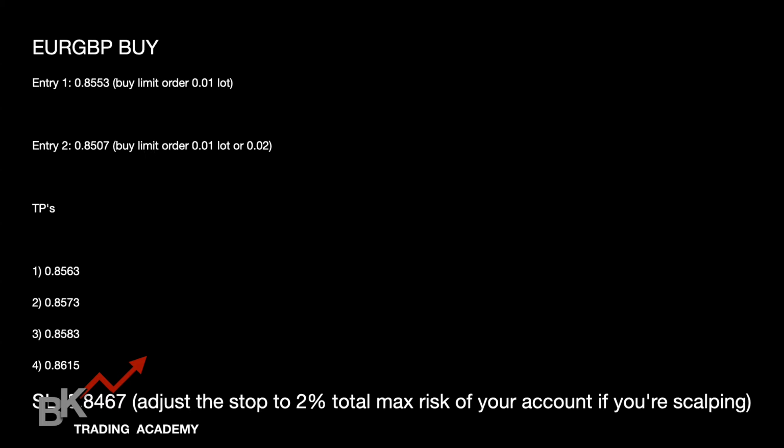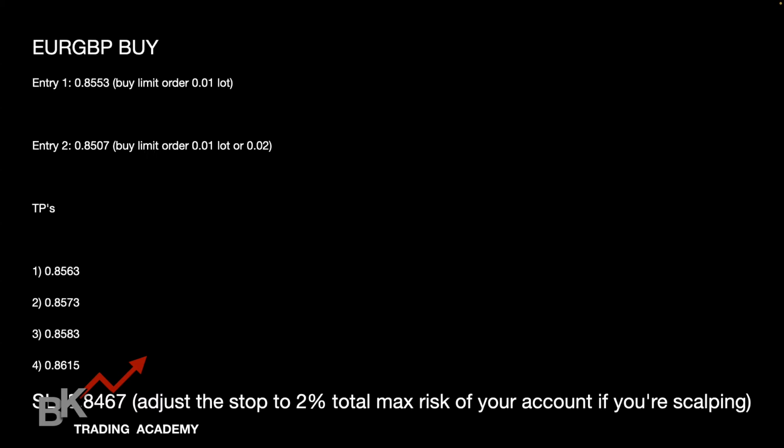So for example, here we see Euro GBP for a buy. We're going to put that. And that simply means a buy limit because we put an entry one and an entry two. So an entry one simply means, hey, this is what we're entering. You're going to put it in your MetaTrader 4.